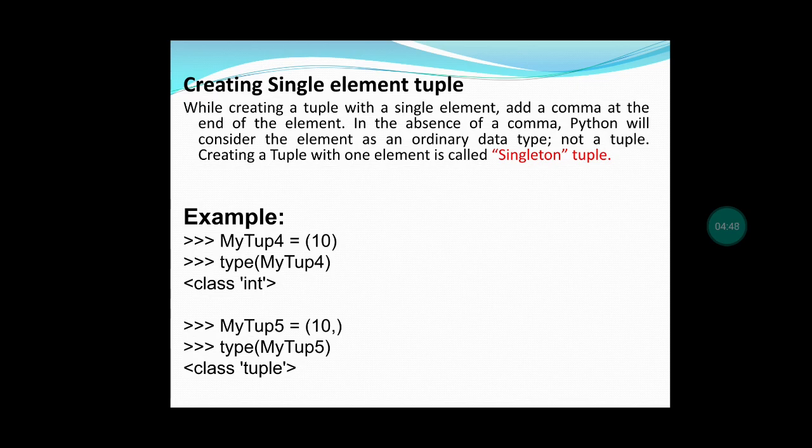My tuple 4 equal to 10. Only one element is there. We are asking for the type of this object, so we get the output as int because an integer value is given. I think you know about integers: a whole number without the decimal point. And my tuple 5 equal to 10 comma. The element is given with a comma, so it is considered a tuple. So we get the output as tuple.